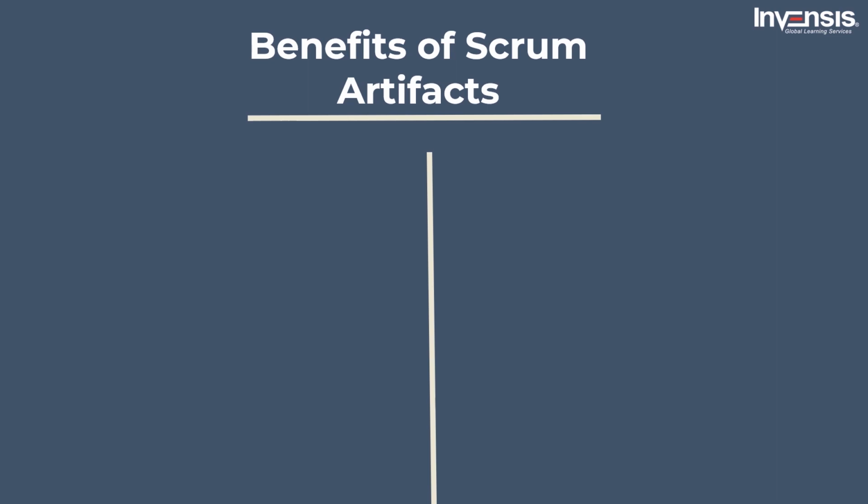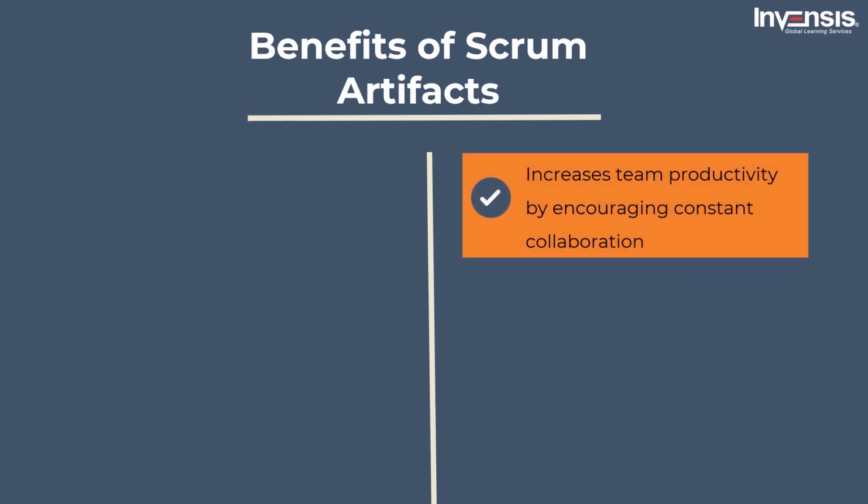Following the meeting with a client to review project requirements, the Scrum team collaborates and creates artifacts to ensure that all members understand their roles, duties, expectations, and project assignments. So, talking about a few benefits of Scrum artifacts. It increases team productivity by encouraging constant collaboration. The team members have to collaboratively discuss various topics such as product, sprint vision, and backlogs.